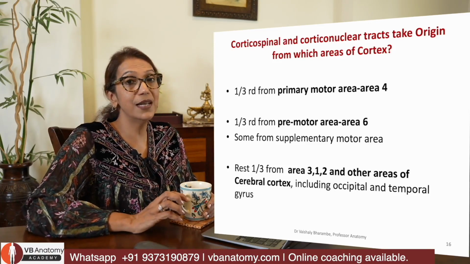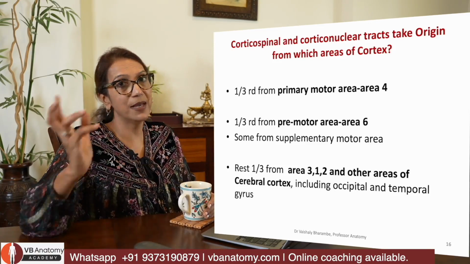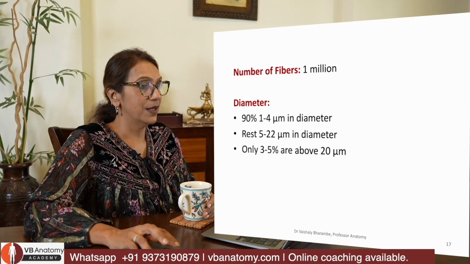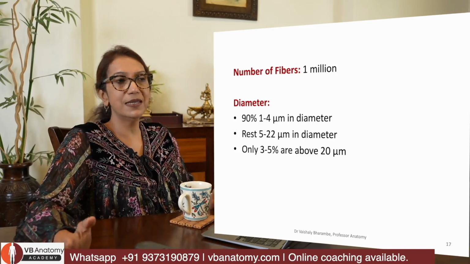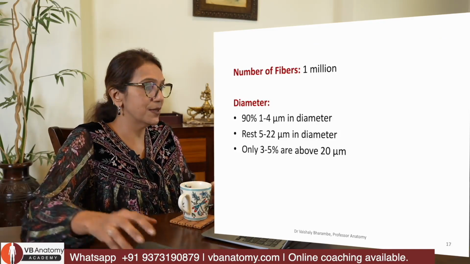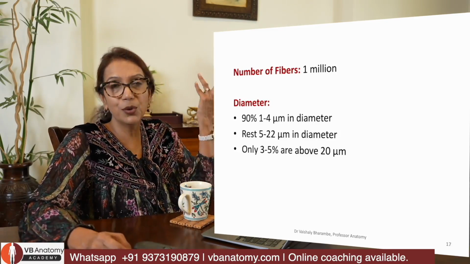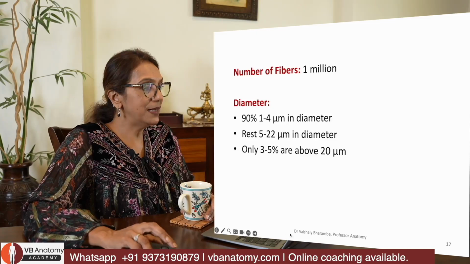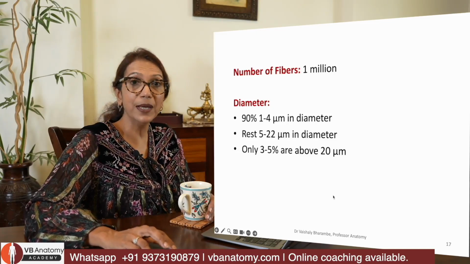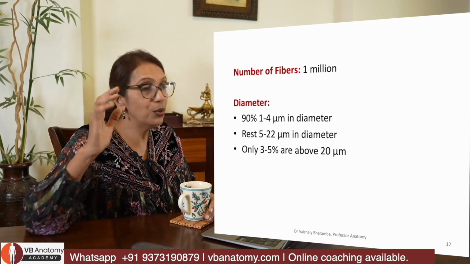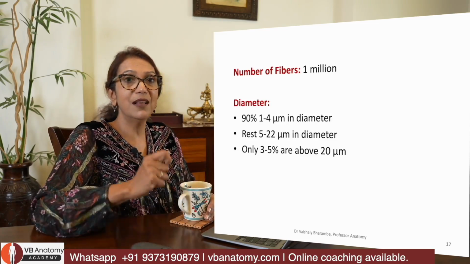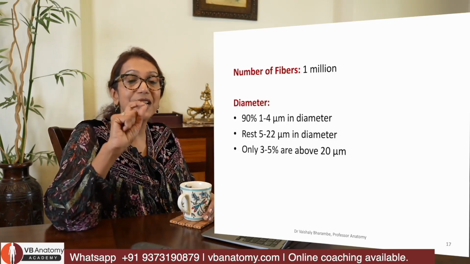Okay, where are they going? They're going to brainstem and spinal cord. So how many fibers are these? There are about 1 million fibers. Okay, 90% of them are thin fibers, 1 to 4 micrometer in diameter. But 3 to 5% are really big, 20 to 22 micrometers in diameter. Some of these cells of origin are called cells of Betz.